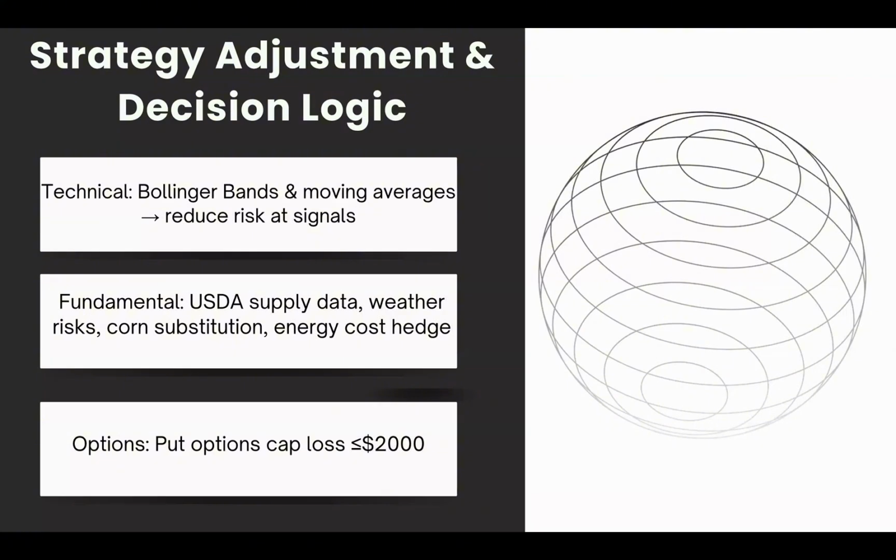Last is option allocation. We purchased put options on ZWZ5 and ZWN6. This ensured that the maximum loss per trade stayed within 2,000, in line with the portfolio's capital management principle.